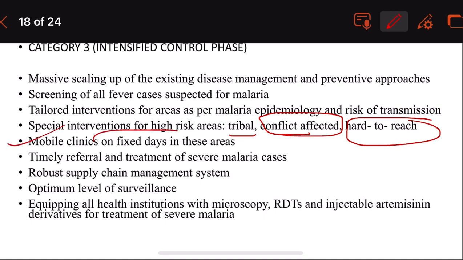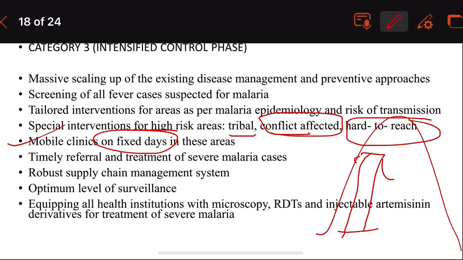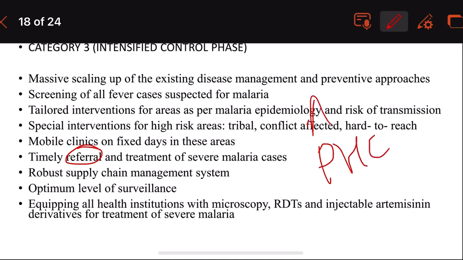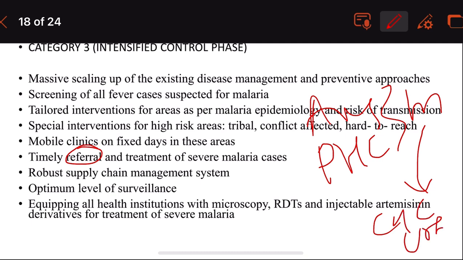Mobile clinics on fixed days in these areas. So for hard to reach areas, for example a very high hilly area, we should have a mobile clinic. Okay, we need to have a mobile clinic on a fixed day in such areas. Timely referral and treatment of the malarial cases. So we know we need to refer the case. If a case of malaria is detected in a PHC or in an Anganwadi, then we need to refer it to the CHC or the urban hospitals and institutions.